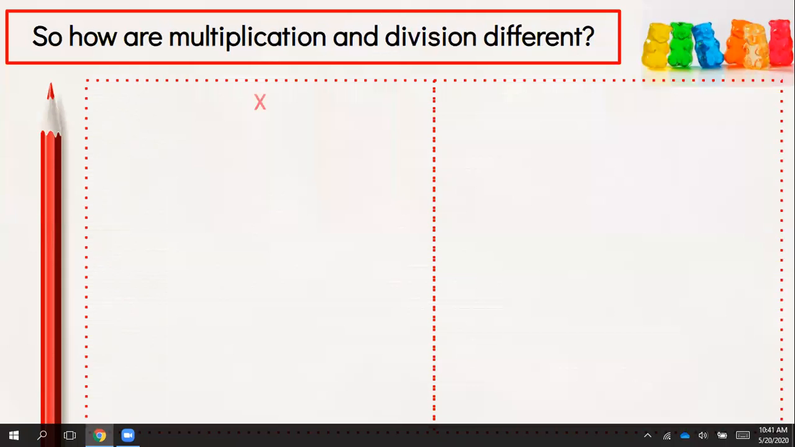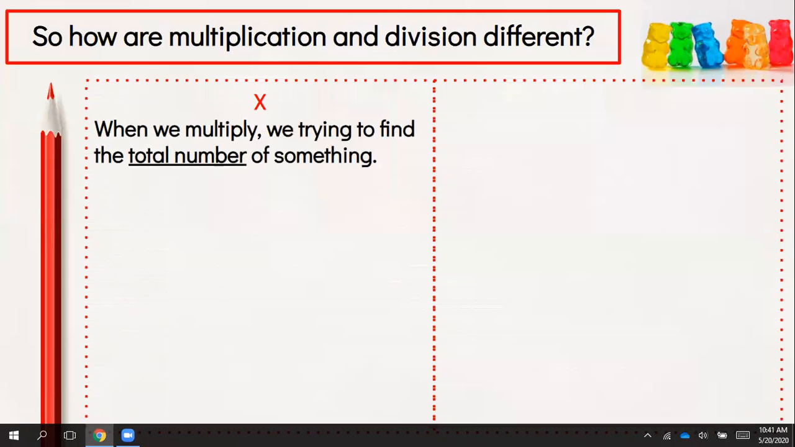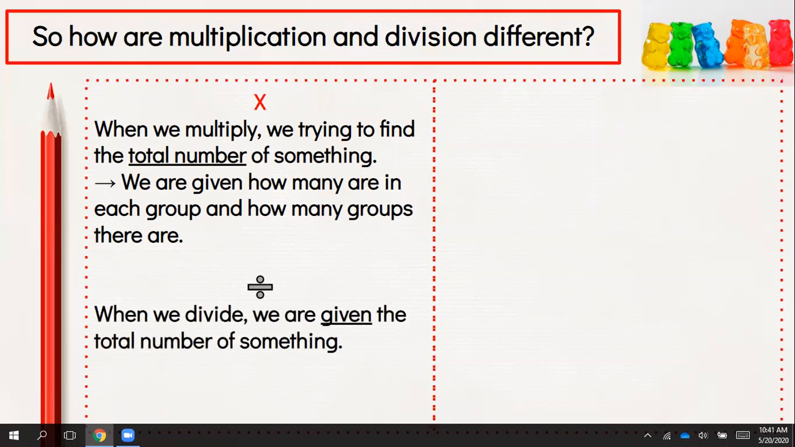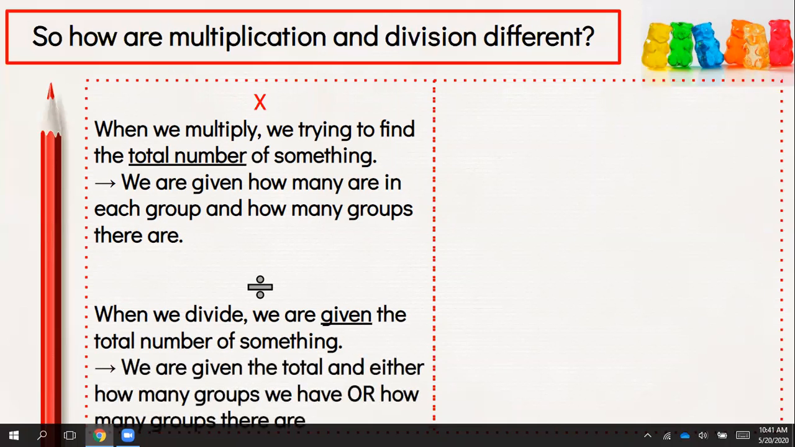Now, how are they different? When we multiply, we are trying to find the total number of something. So we are given how many are in each group, and we are given how many groups there are. When we divide, we are given the total number of something, which means we are given the total and either how many groups we have, or how many are in each group. Remember, you could get either of those in your division questions.